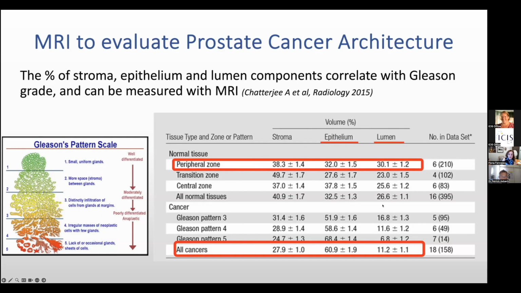You can see that the lumen drops significantly, so 30% down to 11%, because the cells are up against each other and you lose this normal configuration. And then the epithelium doubles. And so it's possible that we can estimate that with MRI.